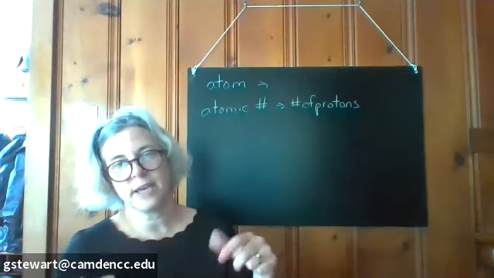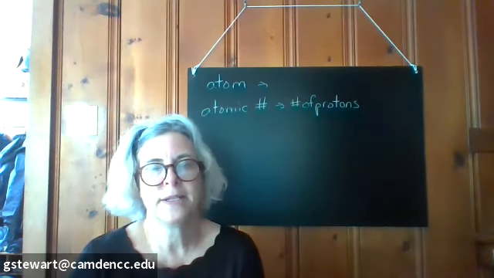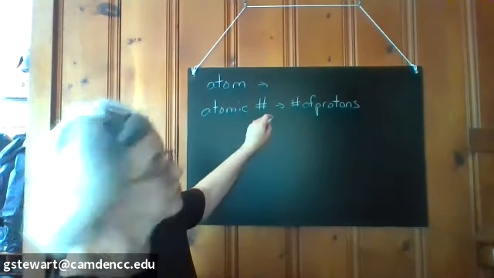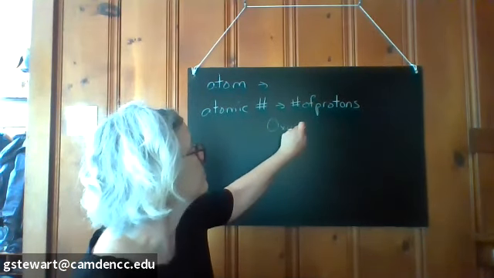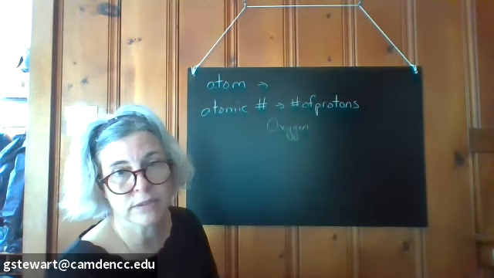Right? And remember, atoms that share the same chemical properties form an element. So for example, let's say oxygen, the atomic number of oxygen is 8. It has 8 protons. Okay?